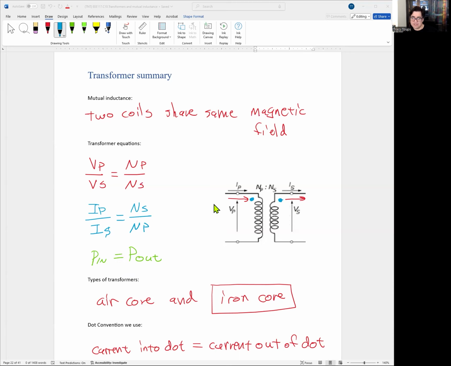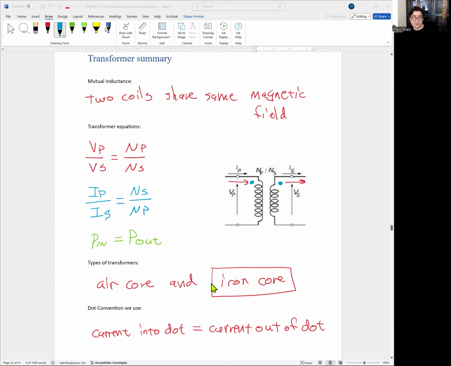Okay. For the model itself, just remember, if you even have the dots, current going into one dot equals current going out of the other dot. That's the model we always use. So everything stays positive. There's no confusion. You have air core transformers and iron core transformers. Everybody in a power system uses iron core transformers because we need more capacity to get more power to flow through the transformer. All power systems are high power devices, right? Dot convention: just remember, current into one dot equals current out of the other dot.